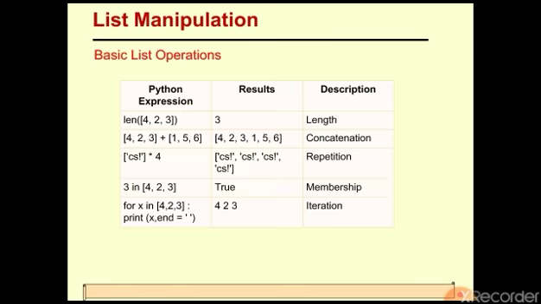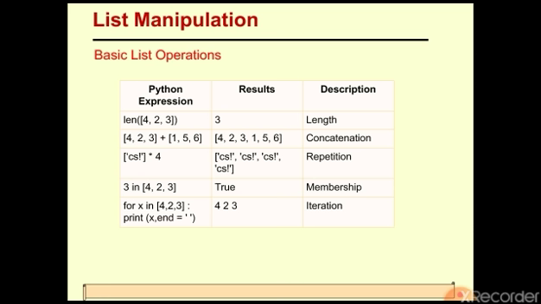Now, basic list operations. You can see the basic list operations given here. We are giving the list here, len([4, 2, 3]). The len function is used for determining the length of the list. So what will this expression return? It will return the length of this list, which is 3 in this case. The result you get here is 3.